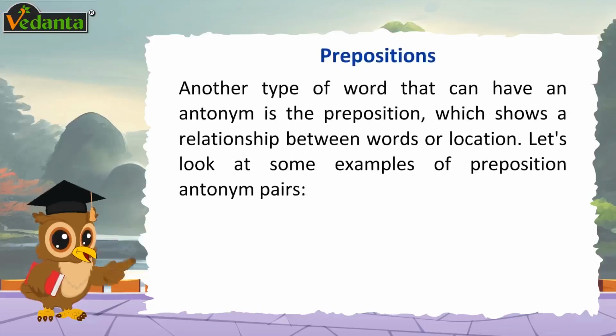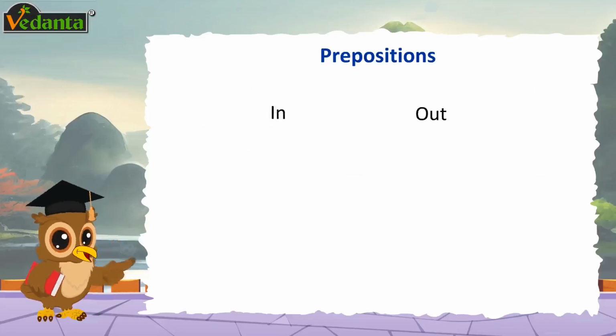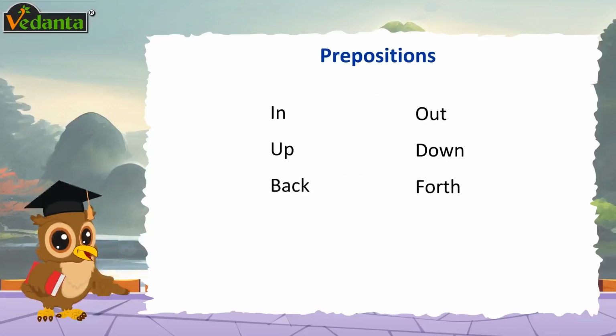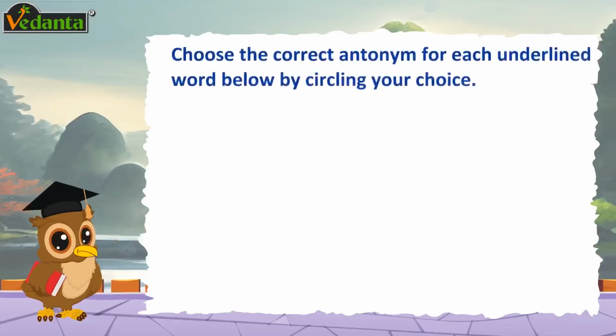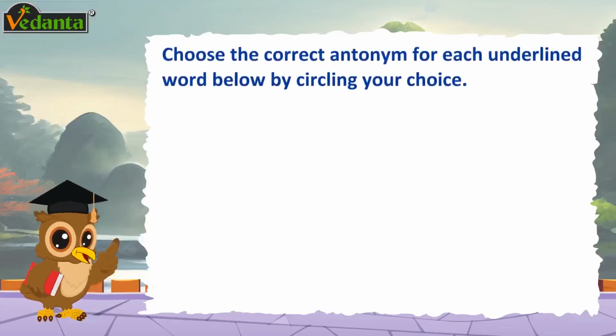Prepositions. Another type of word that can have an antonym is the preposition, which shows a relationship between words or location. Let's look at some examples of preposition antonym pairs. In, out, up, down, back, forth, over, under, near, far. Find the correct antonym for each underlined word below by circling your choice.